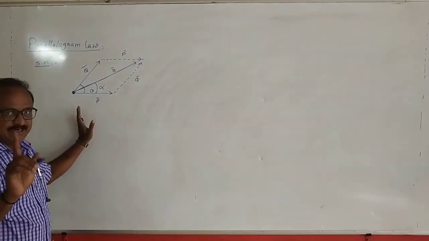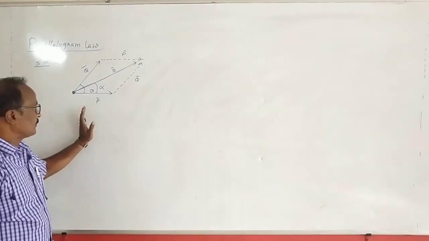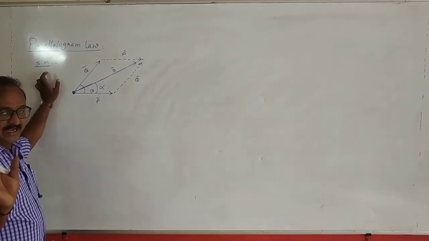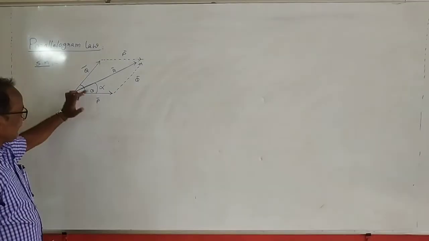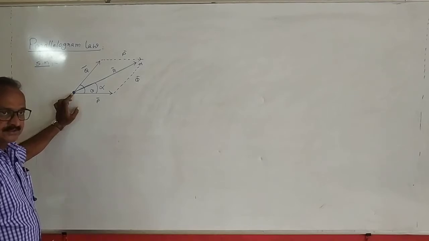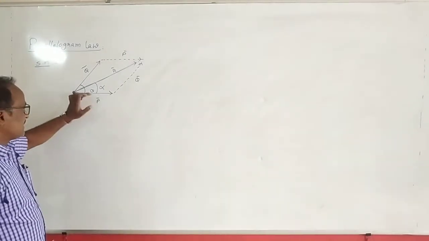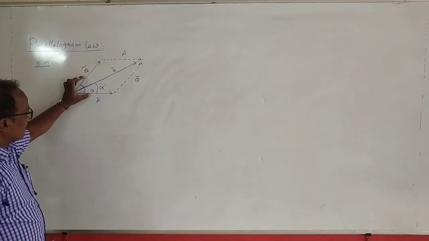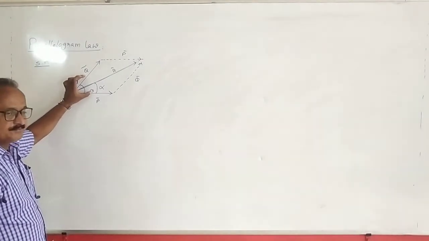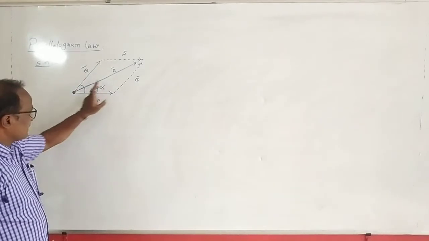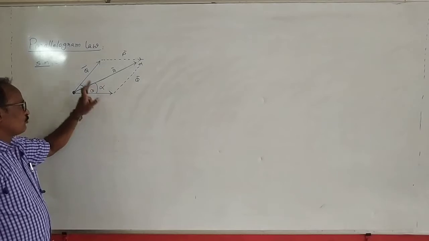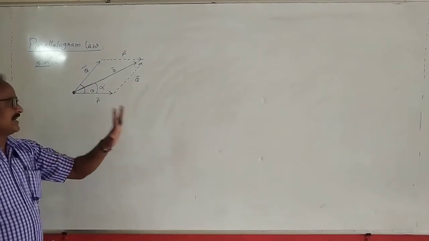Now, how do you state the parallelogram law of vectors? Come on, seriously, my dear students. Remember the statement clearly. If any two vectors are acting at one point simultaneously and are represented by the adjacent sides of a parallelogram, then the diagonal drawn from the same point gives the resultant of two vectors both in magnitude and direction.